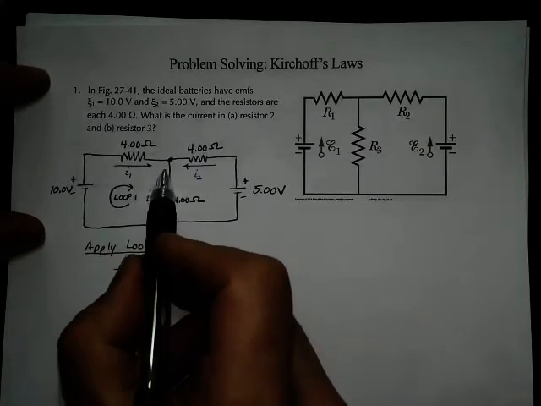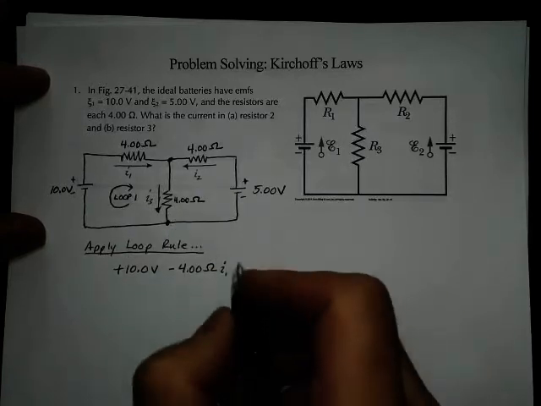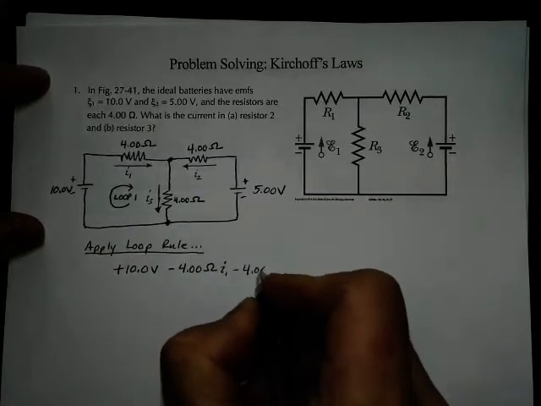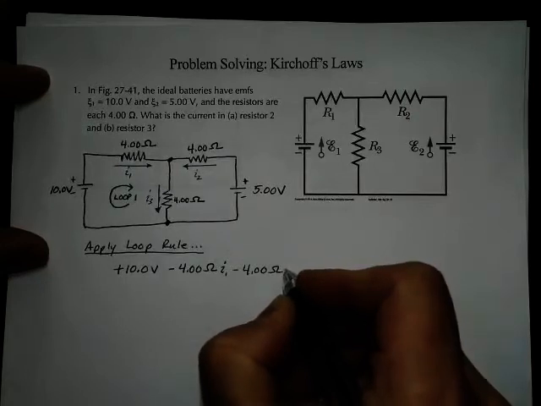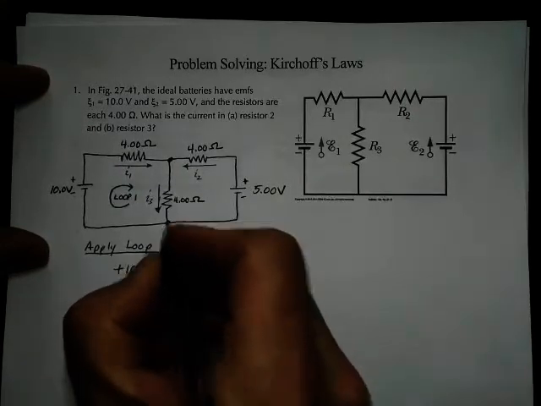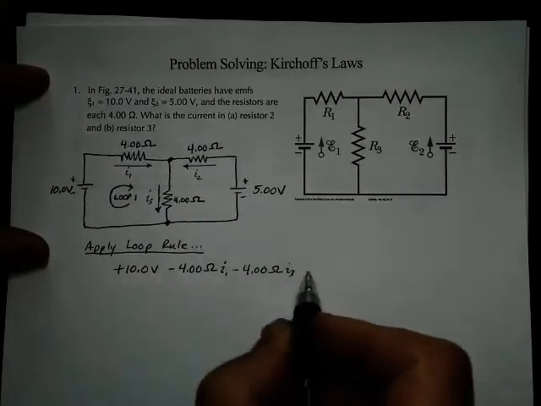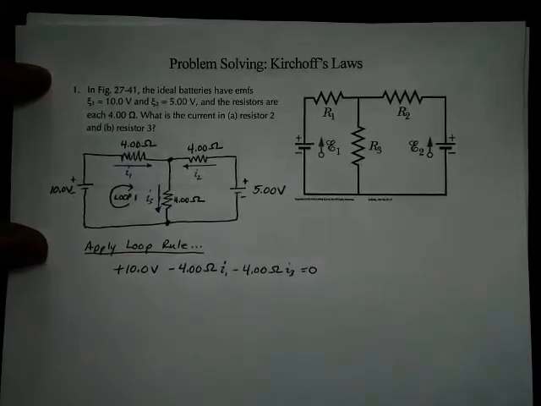Next thing I would pass through is the 4 ohm resistor here. So that's minus 4 ohms times I3. And then I'm back to where I started, and the loop rule says all those voltage gains and drops have to add up to 0.